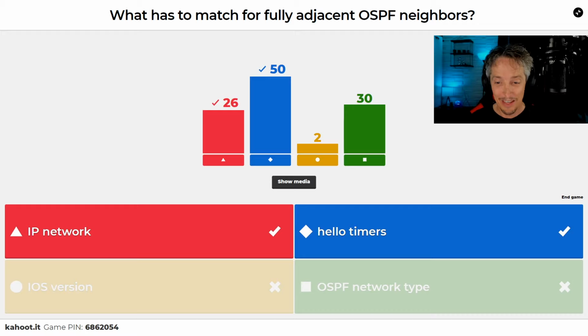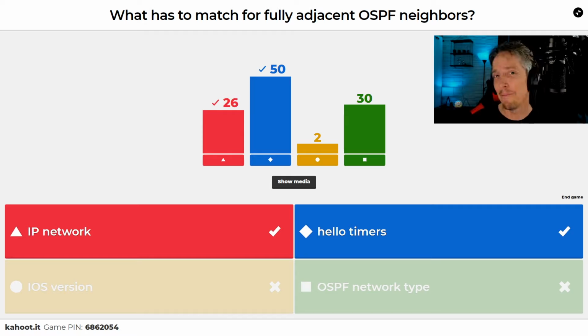All right. Well, there are 2 correct answers here. The IP network has to match. So if somebody has a 24-bit network and somebody has a 25-bit network, even though they look the same numerically, the actual addresses, that's not a match. And the hello timers have to match. The IOS version does not, and neither does the OSPF network type. I know that's a tricky one. That's mean. 30 of you voted for that.